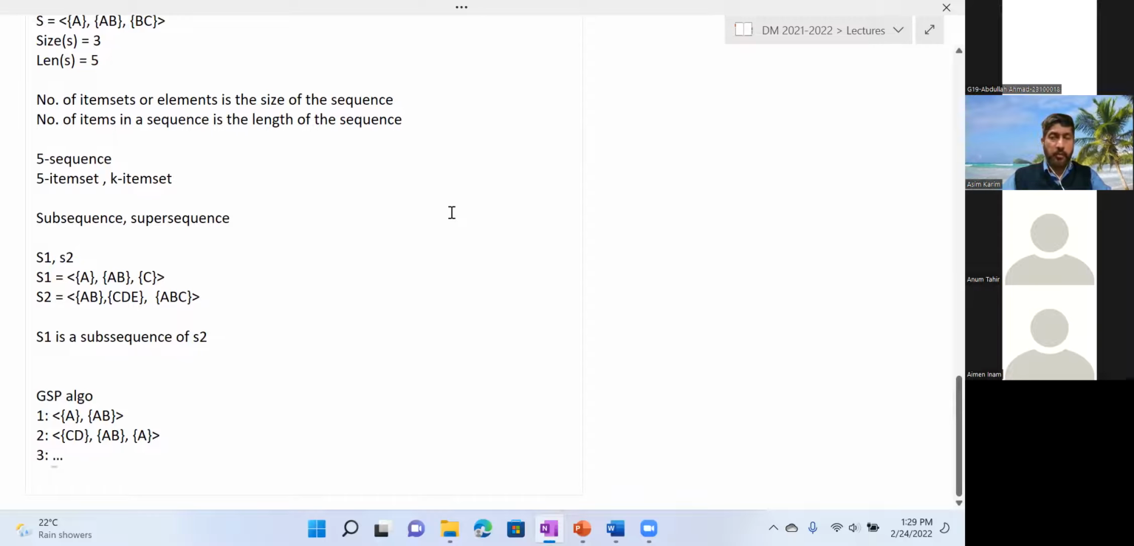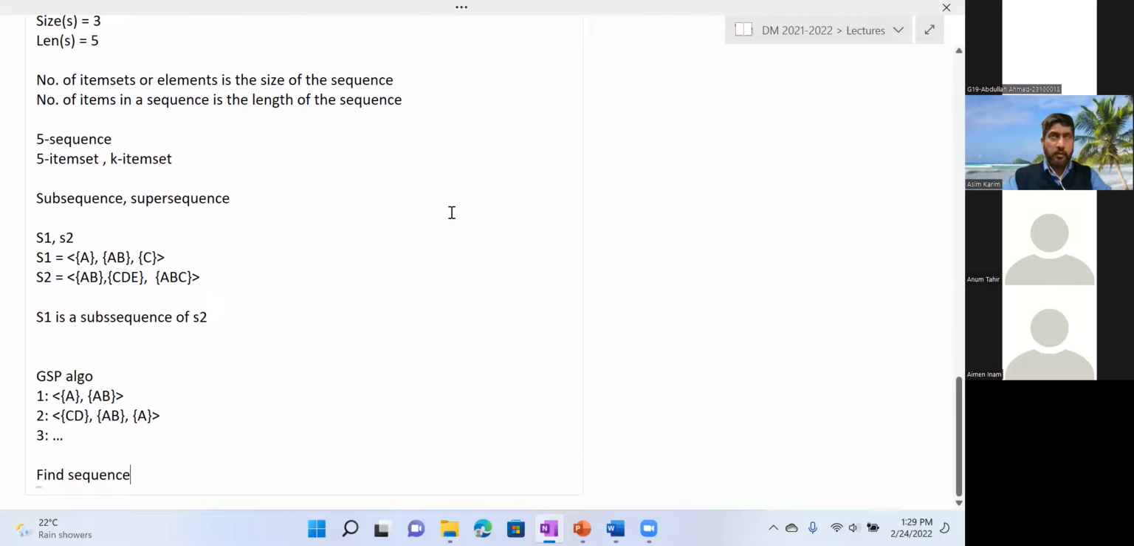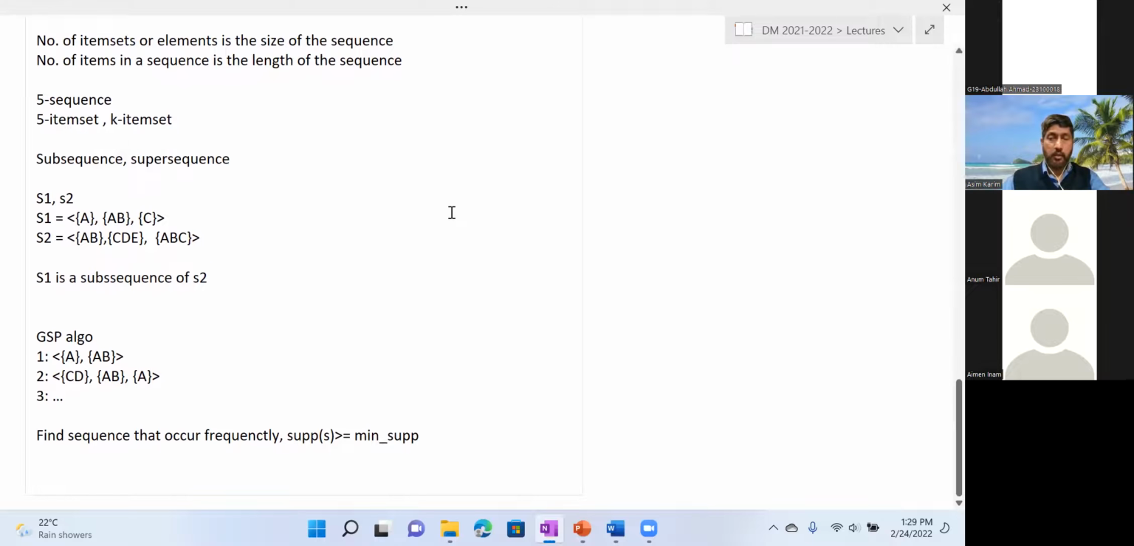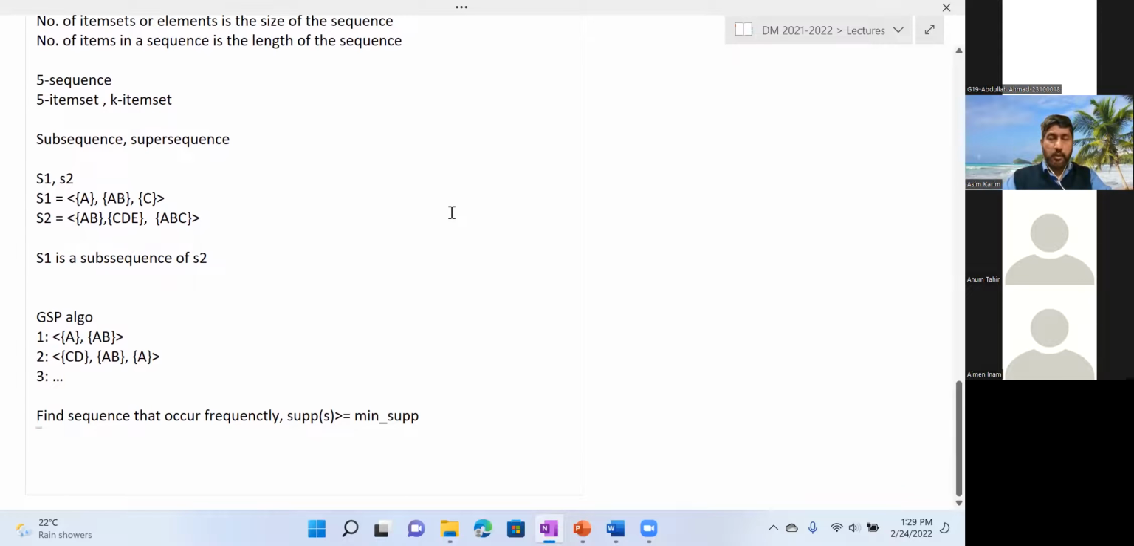The whole idea in sequential pattern mining is to find sequences that occur frequently, which means that the support of that sequence should be greater than or equal to min support. So this is the same definition as for standard frequent item sets, and here for sequences. So how does the GSP algorithm work? Very similarly, but there is one difference which we will discuss.